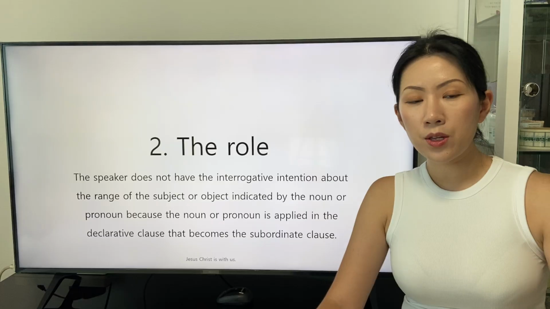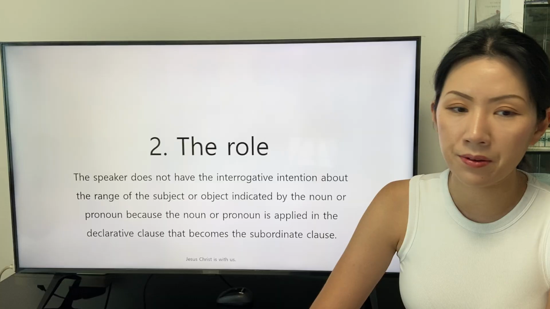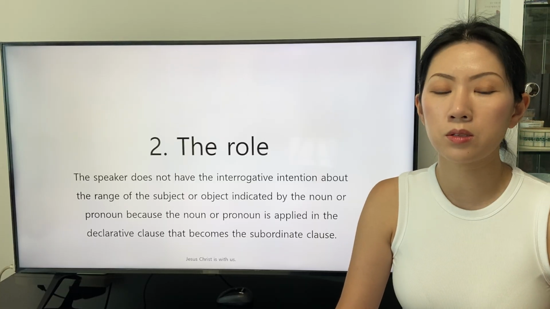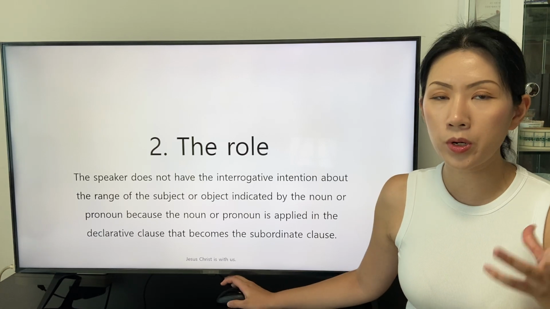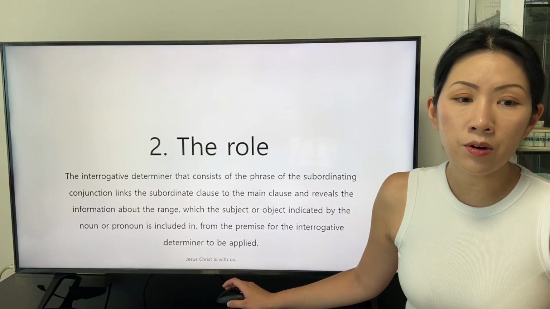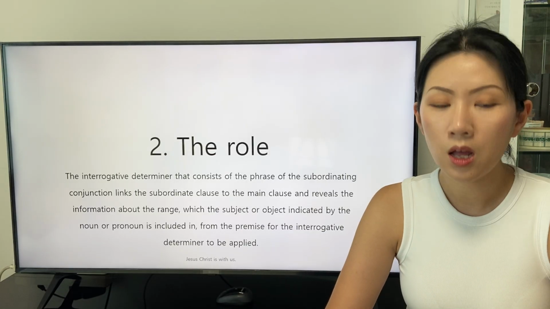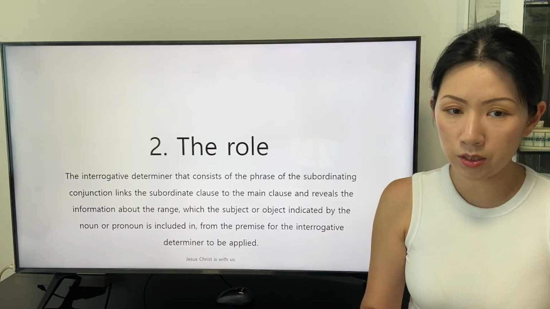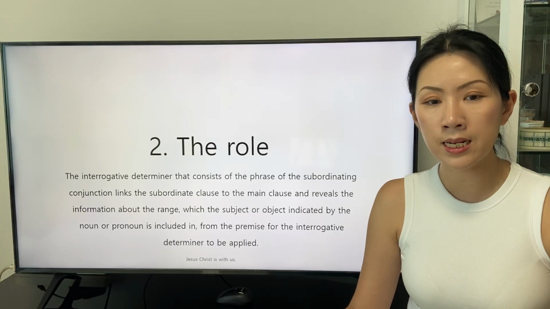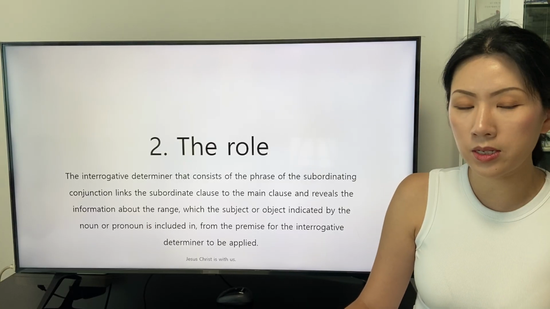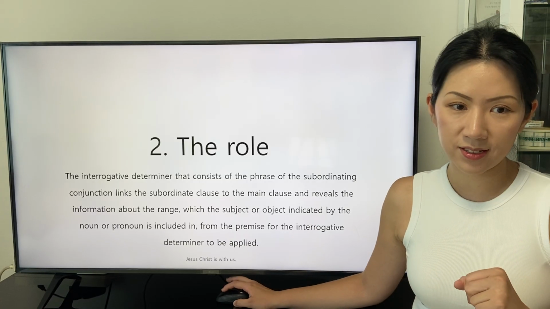The speaker does not have the interrogative intention about the range of the subject or object indicated by the noun or pronoun, because the noun or pronoun is applied in the declarative clause that becomes the subordinate clause. The interrogative determiner that consists of the phrase of the subordinating conjunction links the subordinate clause to the main clause and reveals the information about the range which the subject or object indicated by the noun or pronoun is included in, from the premise for the interrogative determiner to be applied.